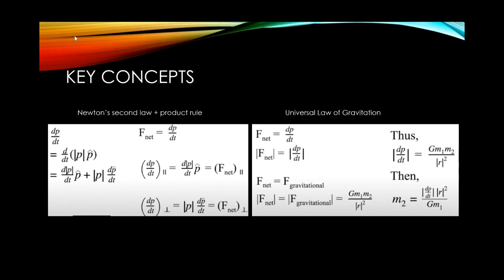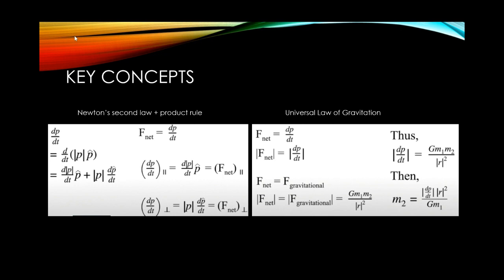Key concepts. The rate of change of momentum is expressed as dp/dt, where this is a momentum vector. Any vector can be represented as a product of its magnitude and the unit vector. We use this fact to differentiate the momentum vector, yielding an equation with two components according to Newton's second law. The net force acting on an object is equal to the rate of the change of momentum. Hence, F net is equal to dp/dt.